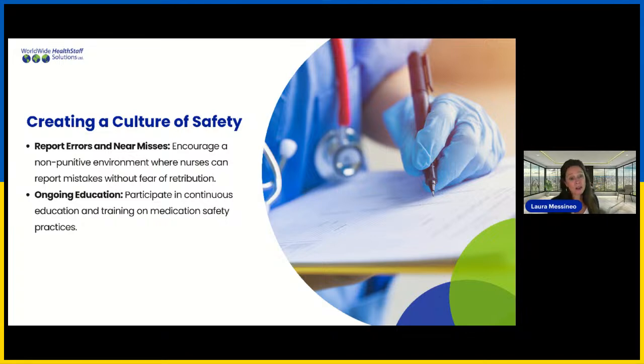And so in the United States, we want to make sure that we share with you that we want to create a culture of safety. So we know as nurses, there are situations that we may see an error, we may make an error. Maybe we have a near miss where we were going to give a patient a medication, but we identified it wasn't the right medication or it wasn't the right patient.